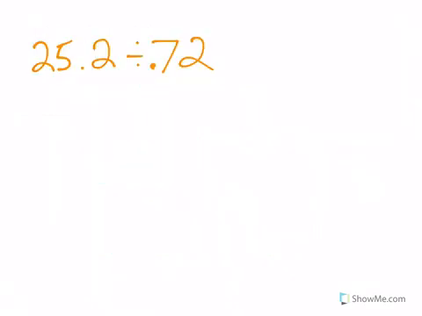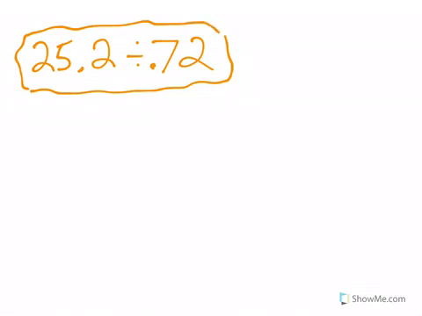Okay, our first example is 25 and 2/10 divided by 72 hundredths. 25.2 divided by 0.72. Now, at the heart of what we're looking at today is knowing that every division problem can be looked at as a fraction, and every fraction is in and of itself a division problem. So instead of looking at that in kind of like the standard algorithm way, we can write that as a fraction.